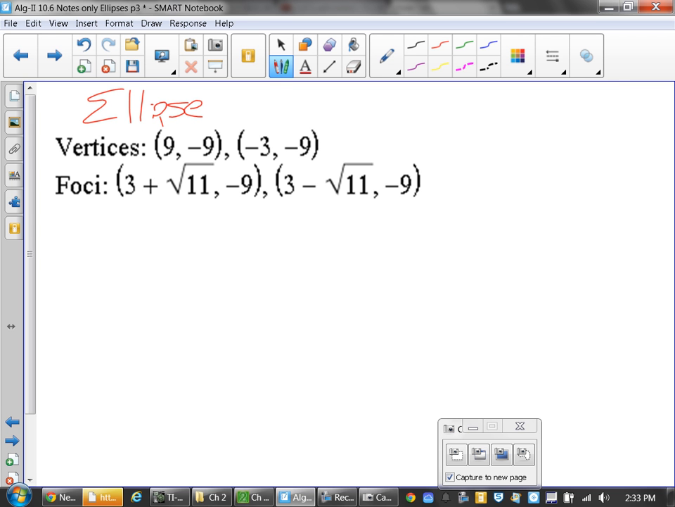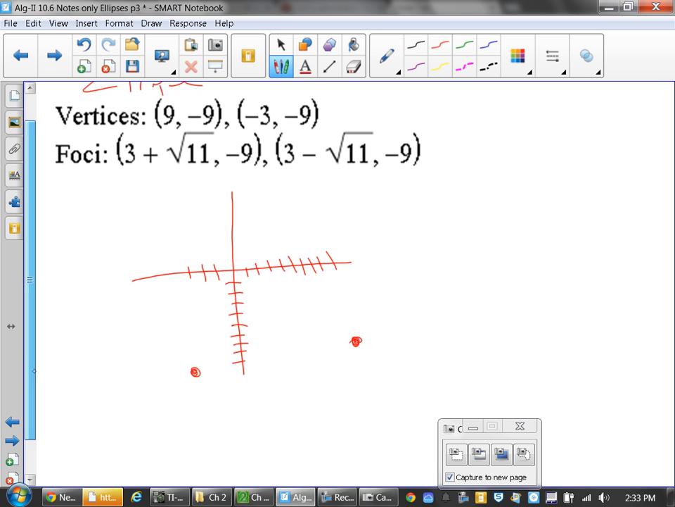Anyway, first thing I would do with something like this is decide what direction it's going. Okay? So I'm going to plot it. 9, -9. Let the man do his plot. And then -3 and -9. So which direction is this going? Horizontal. These are horizontal. Those are my vertices.